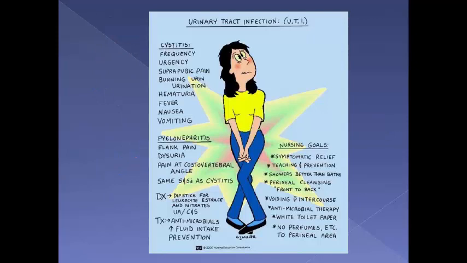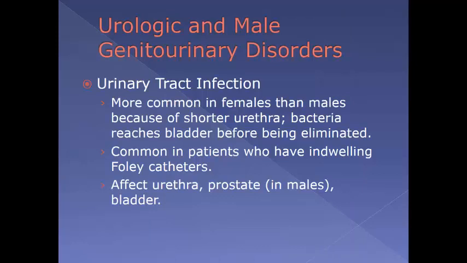All right, urinary tract infections, or UTI. They're very common in females. They're more common in females than males because females have a shorter urethra. The bacteria gets to the bladder a lot faster, and it makes it up there before it gets washed out, essentially. All right, it is more common in patients with Foley catheters.